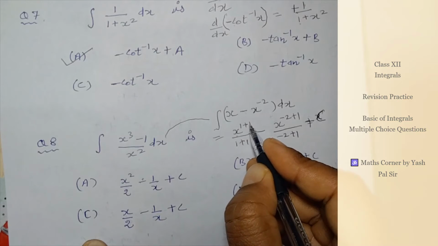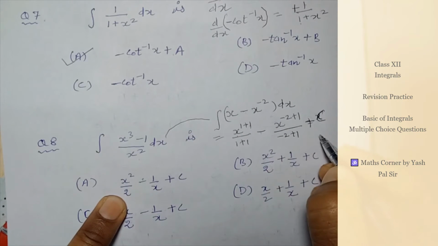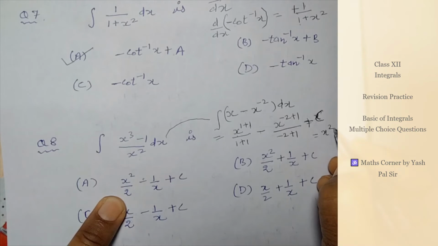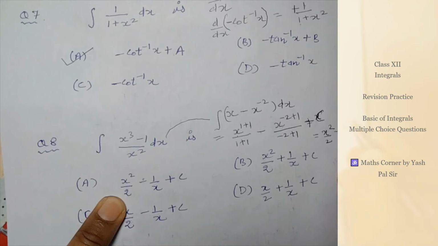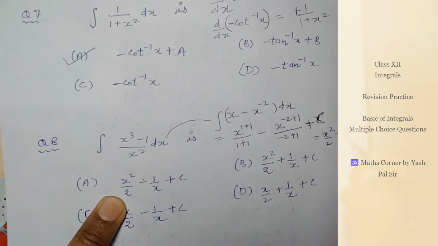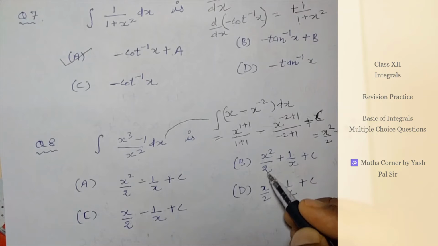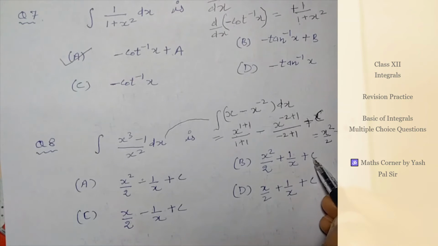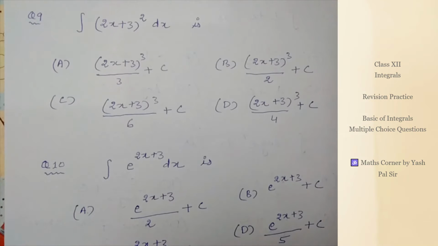So finally x raised to power 2 upon 2 minus sign, x raised to power minus 1 upon minus 1 plus c. Minus minus becomes plus. So x raised to power minus 1, that is 1 upon x. x square upon 2 plus 1 upon x plus c. Option number B is the right choice.